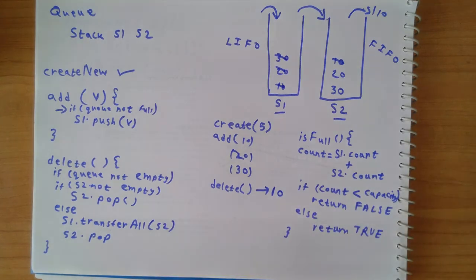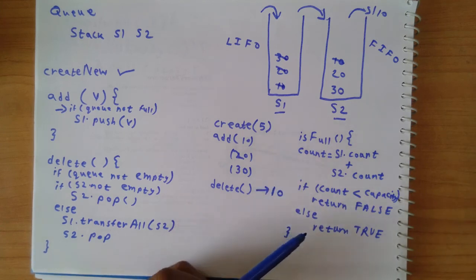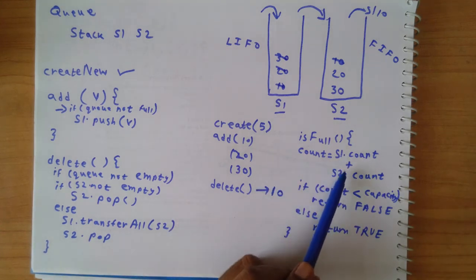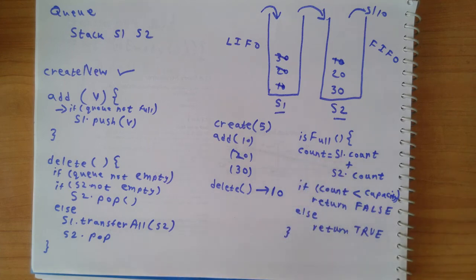And think about how my is empty operation should work. I should check if both my stacks are empty, or I can just do again the sum of the counts. So the is empty operation will look something like the is full operation. All I will be doing is taking the sum of the counts, and if this count comes out to be 0, then my queue is empty. So that's the way we now have a more optimized implementation of a queue using 2 stacks.